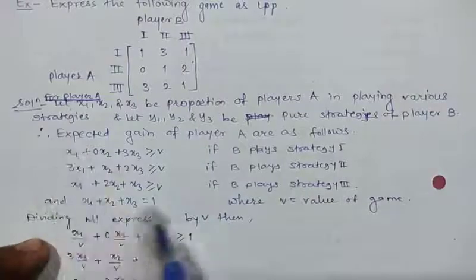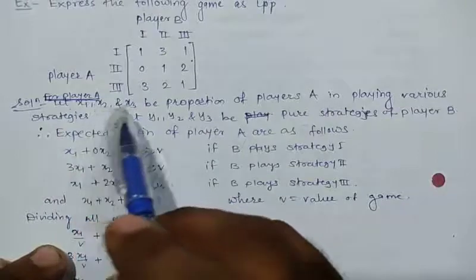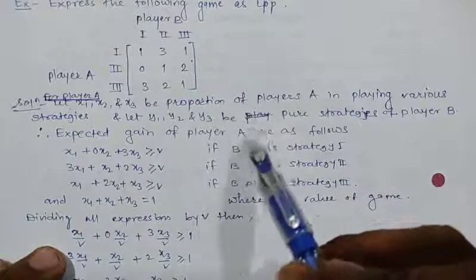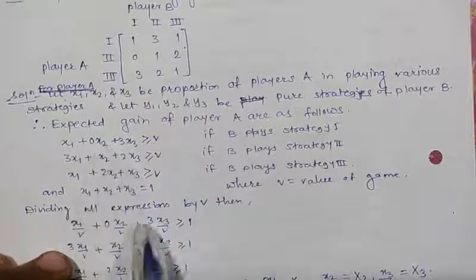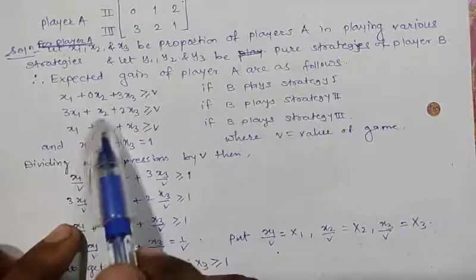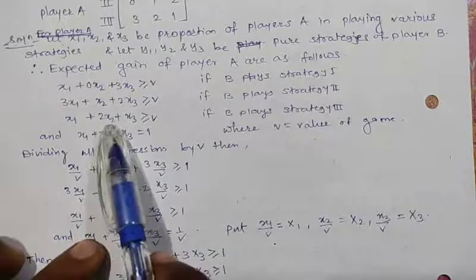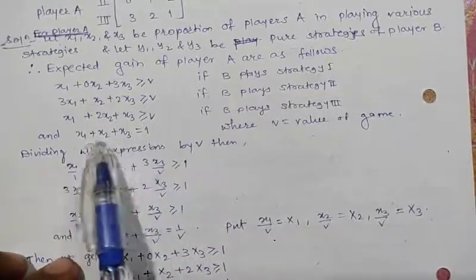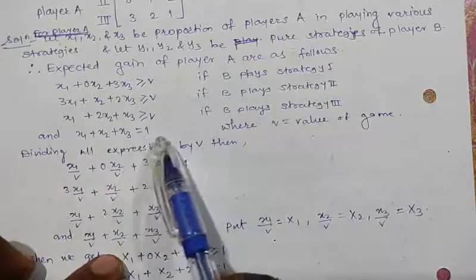Now dividing all these constraints by V. And we know that for player A's strategy, V is maximized, which is equivalent to 1 upon V being minimized. So dividing by V, we get x1 by V plus 0x2 by V plus 3x3 by V greater than or equal to 1. Second, 3x1 by V plus x2 by V plus twice x3 by V is greater than or equal to 1. And last, x1 by V plus twice x2 by V plus x3 by V is greater than or equal to 1. And for the last equation, we get x1 by V plus x2 by V plus x3 by V equal to 1 upon V.